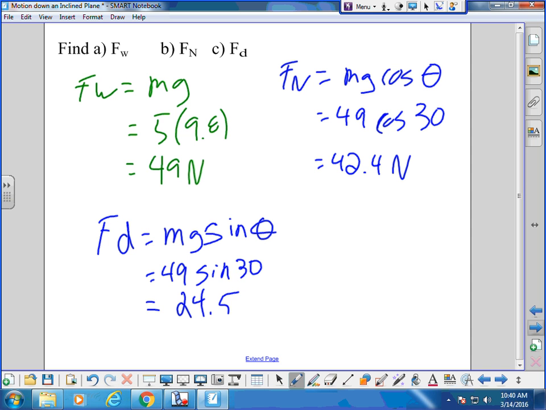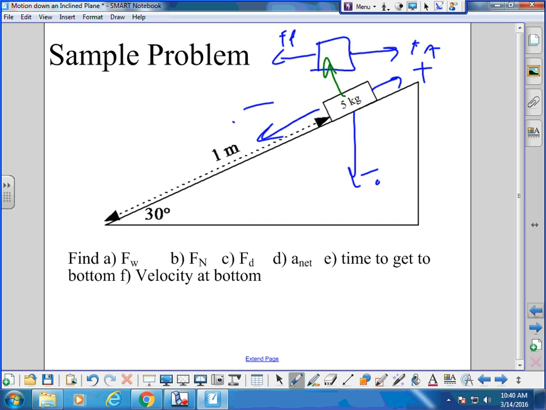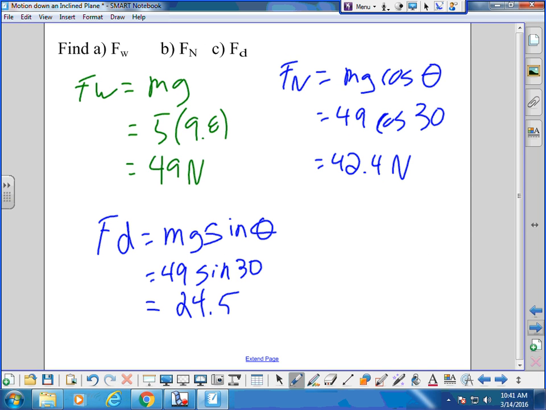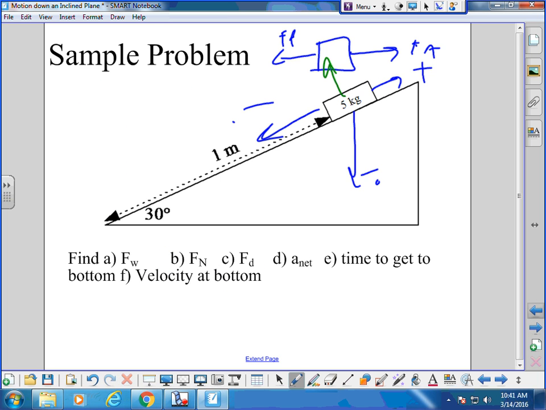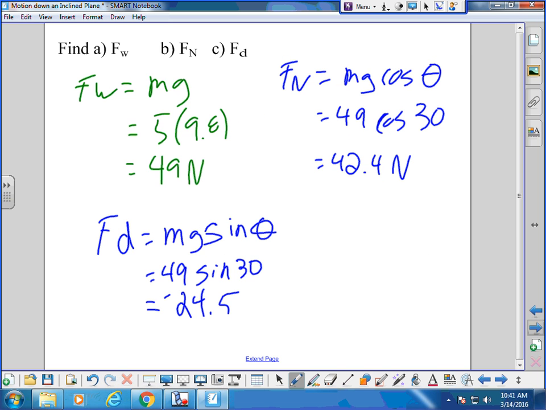Now, we've already realized that we want a direction associated with that. Nate has insisted on down being positive. I'm not real comfortable with that, but I'll go along with it. Okay, so you want to make this negative. We defined that. You insisted. Negative 24.5.